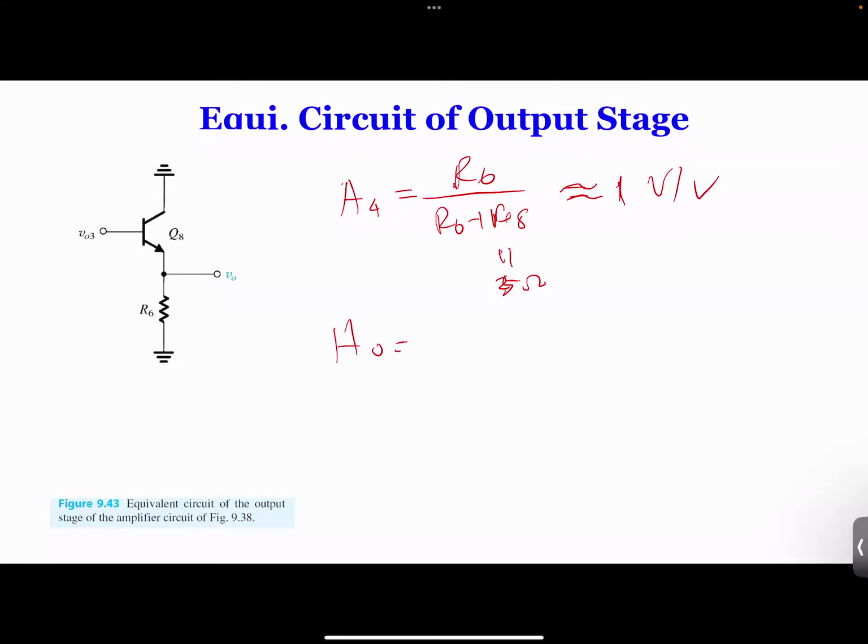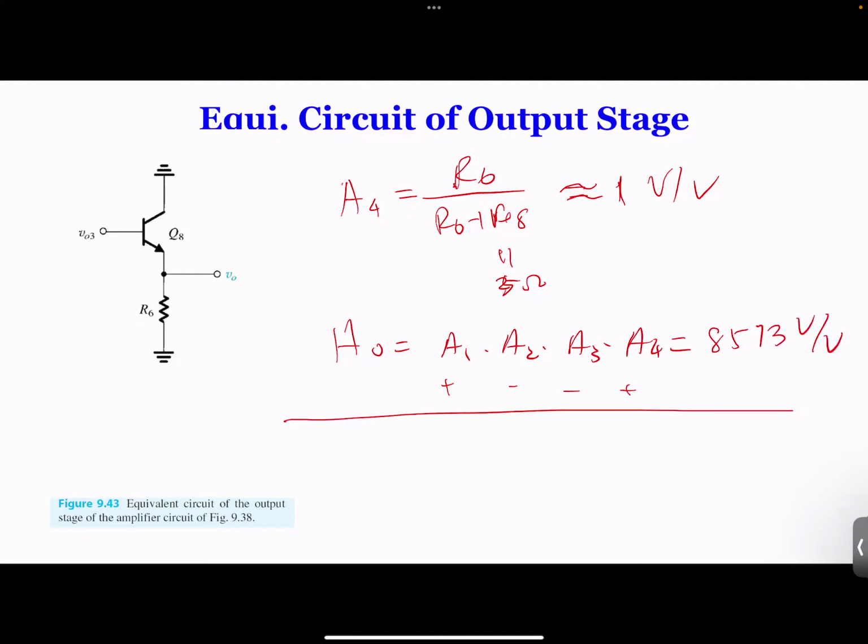So your final gain is going to be A1 times A2 times A3 times A4, because each stage is in series. So you get the gain all the way. This is positive, this is negative, this is negative, this is positive. So the final number is positive. We get 8,513 volt per volt. So this 4-stage amplifier has a huge gain, 8,500.